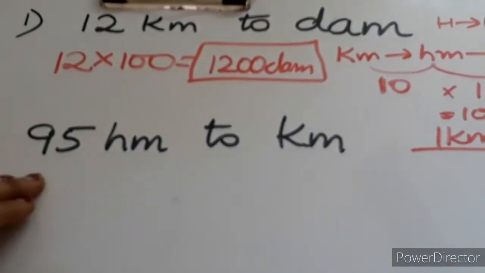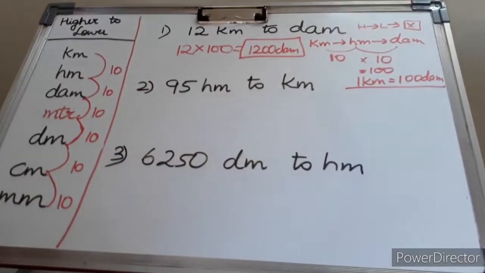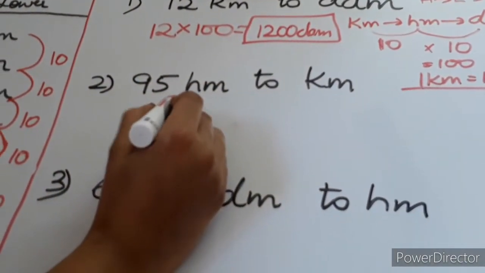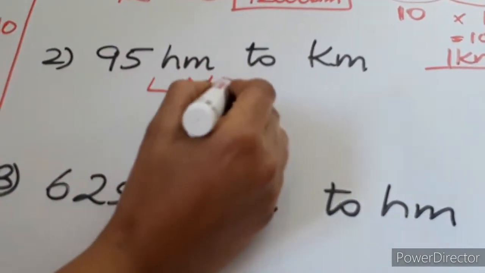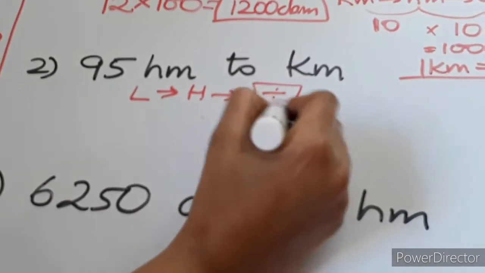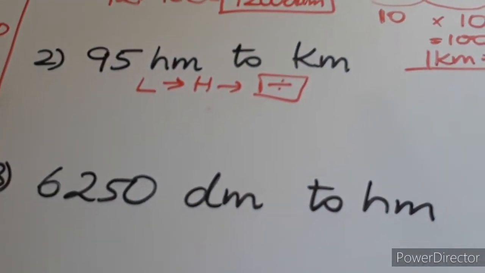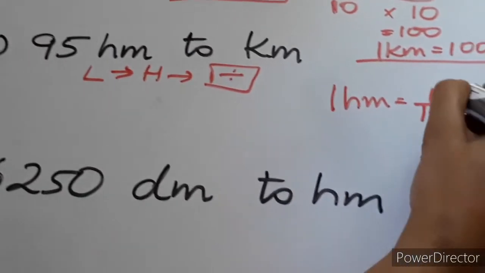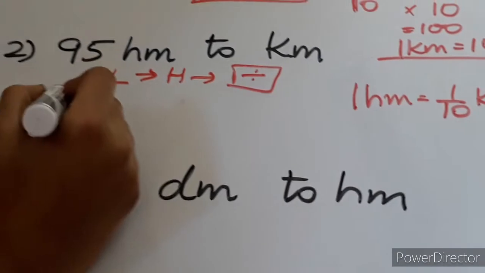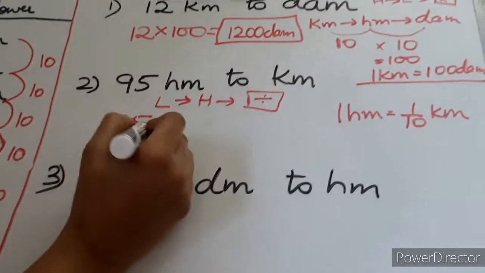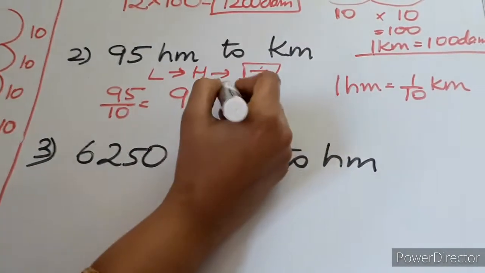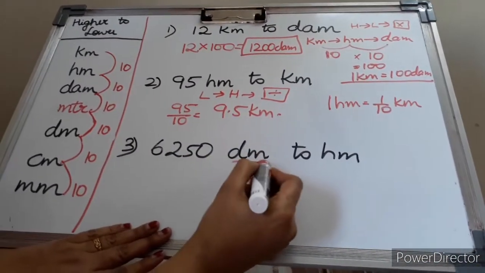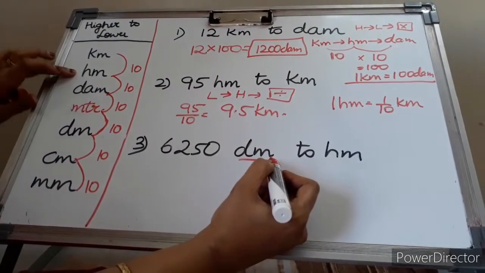Okay. Similarly for this, 95 hectometer to kilometer. Hectometer to kilometer. Again one step. This is lower, lower to higher. We have to divide. This is understood again. From how much value? 10. So we will write here the conversion value: 1 hectometer is equal to 1 by 10 kilometer. And we will do it very easily. 95 divided by 10 is what? 9.5 kilometers. Okay.